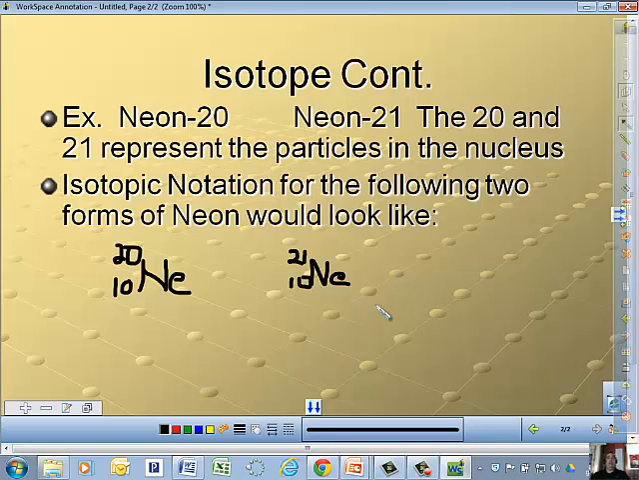So again, in isotopic notation, we have this. Now, when you read through your book, it's also going to refer to isotopic notation, but they're going to call it symbolic notation. So we have nuclide notation, which is shown up here with the neon 20 and neon 21. We have isotopic or symbolic notation down here, where you have your mass number up here, and then the 10, the atomic number, located at the bottom.